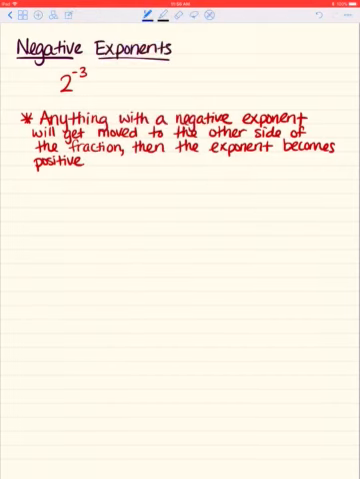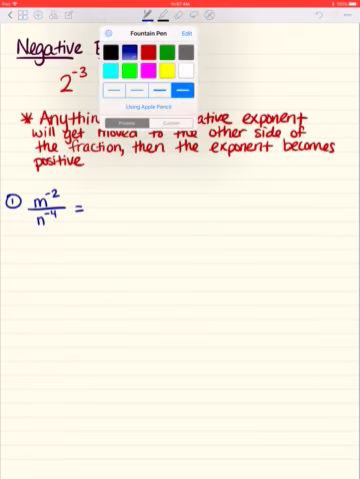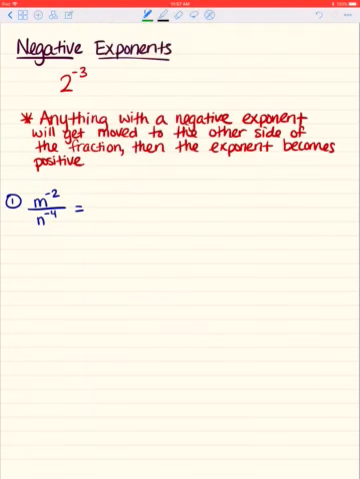Okay, so for instance, if we have m to the negative 2 power over n to the negative 4. Anything with a negative exponent gets moved to the other side of the fraction. So this m to the negative 2 needs to get moved down to the bottom, and this n to the negative 4th needs to get moved up to the top. So then we're looking at n to the 4th over m to the 2nd, or m squared. And that would be your final answer. We can't simplify that any further.